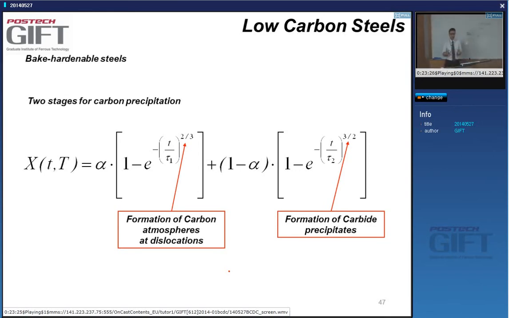So that's what happens. But then pretty much that's about it, yes? You would have to wait for many months and years to see anything in terms of serious strengthening. But if you heat up during the bake hardening process, you have two processes that happen. One process is carbon atoms moving to the dislocations, so that is a diffusion process. And what you can also have is carbon atoms moving together and forming carbides, for instance, cementite. Now, the kinetics of these processes are not the same, yes?